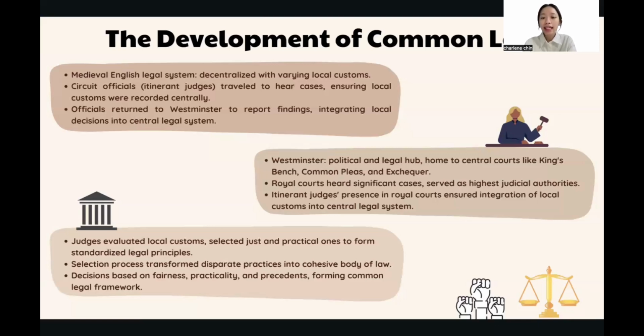The itinerant judges encountered various local customs and traditions as they traveled. By evaluating these customs and selecting the most just and practical one, they began to create a more standardized set of legal principles. This selection process was essential in transforming disparate local practices into a cohesive body of law. The judges' decisions were based on fairness, practicality, and the precedent set by earlier judgments, gradually forming a common legal framework.